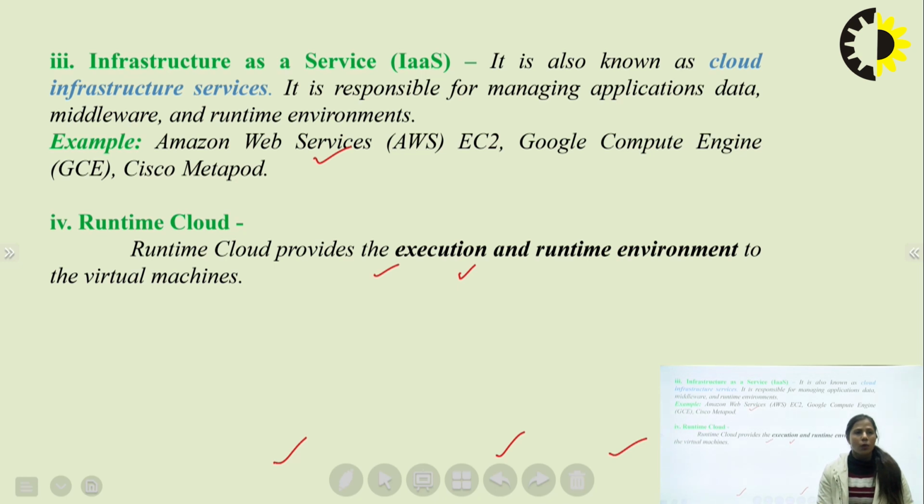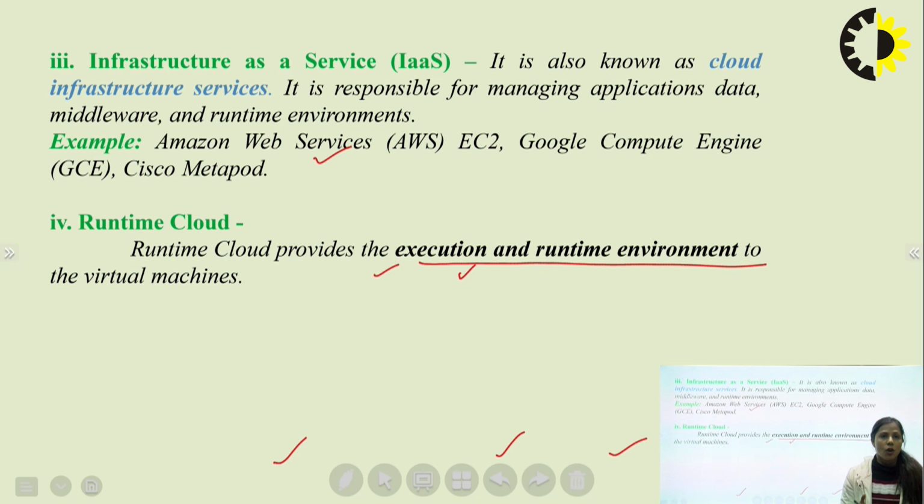Then we have the component runtime cloud. What do we mean by runtime cloud? Whatever services we are using, it is the execution of those services, or the execution of the virtual machines we are creating, because this data is accessed through virtual machines only. We create virtual machines so that we can easily access particular information and data through them, and the runtime cloud provides the execution and runtime environment to the virtual machine. So this is the runtime cloud.